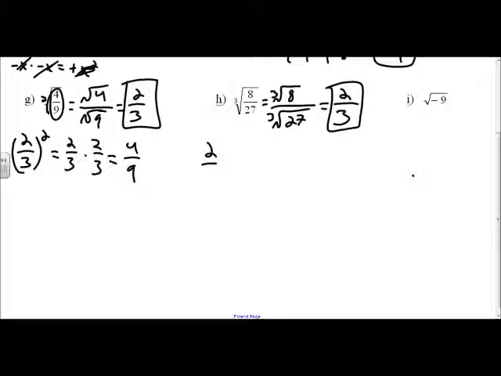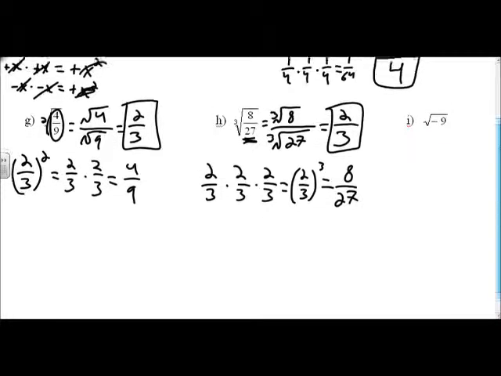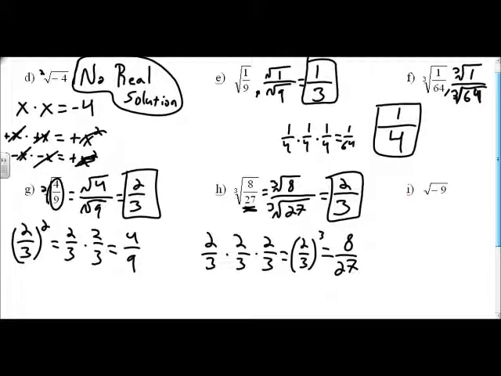Again, if we want to check that, we'd say 2/3 times 2/3 times 2/3, which is the same as saying 2/3 cubed. 2 times 2 times 2 is 8. 3 times 3 times 3 is 27. And 8/27 is what we started with. So we know that that one is also correct. I is going to be similar to, which one was that before it?